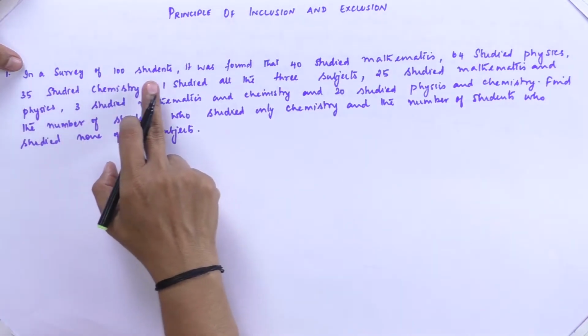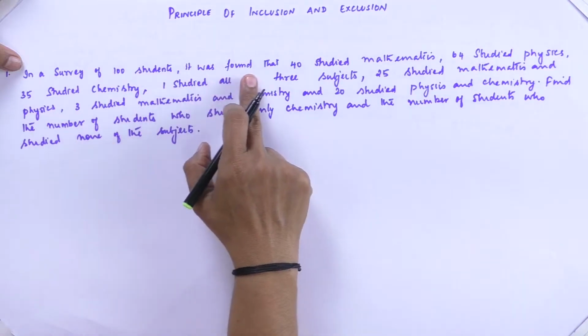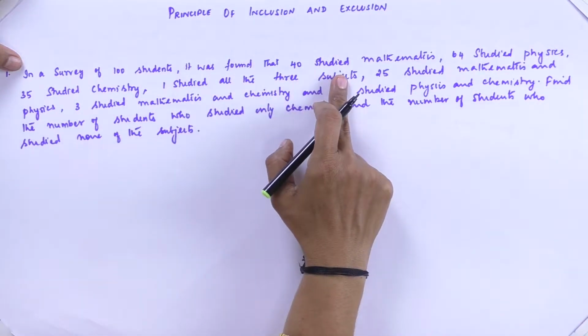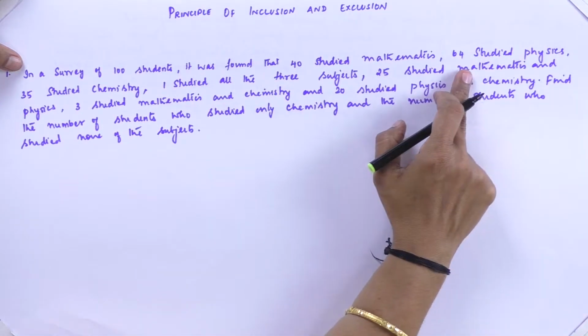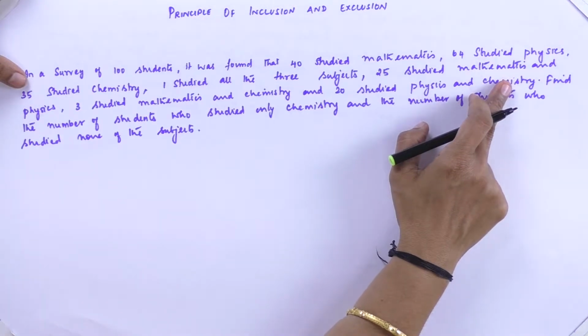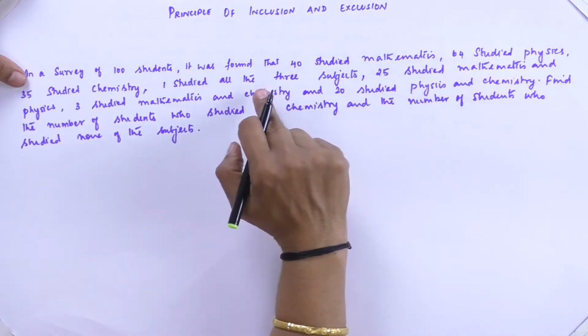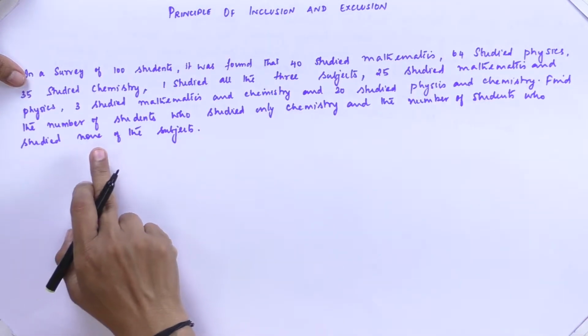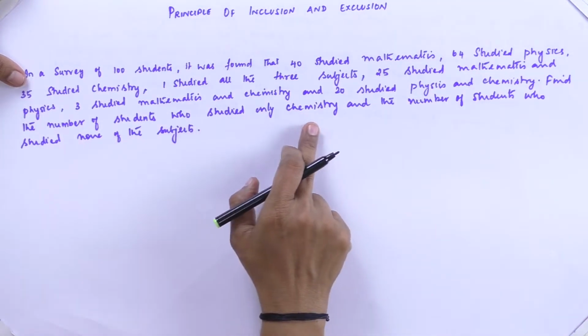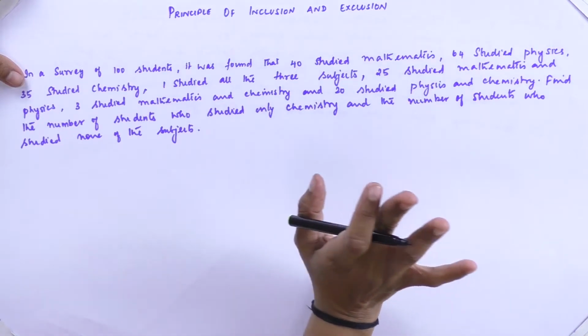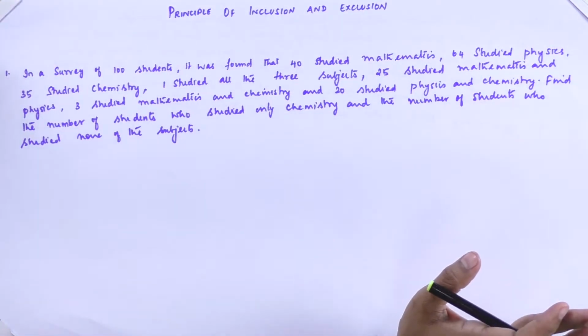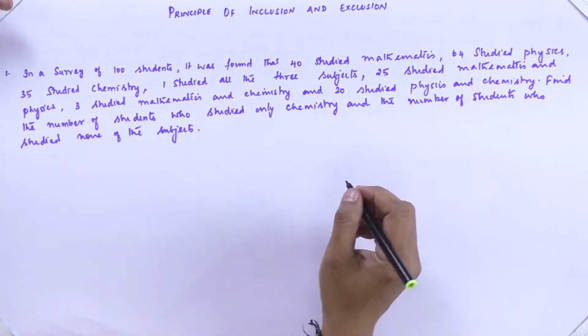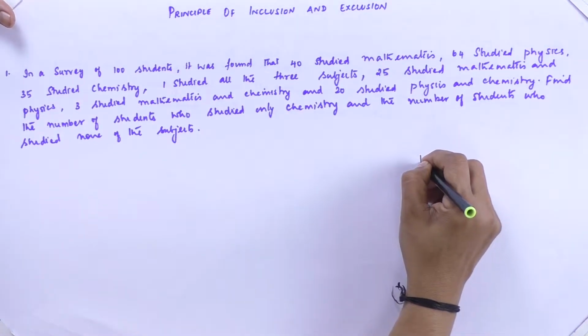In a survey of 100 students, it was found that 40 students studied mathematics, 64 studied physics, 35 studied chemistry, 1 studied all the 3 subjects, and so on it is given. We are supposed to find the number of students who studied only chemistry and the number of students who have studied none of these subjects. So how do we do this? We will go by the Venn diagram.